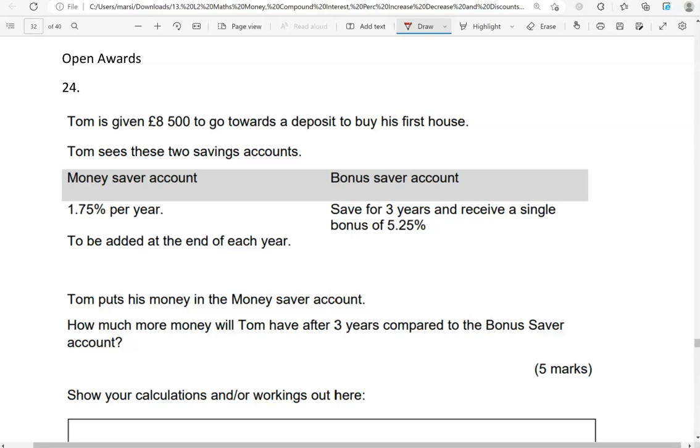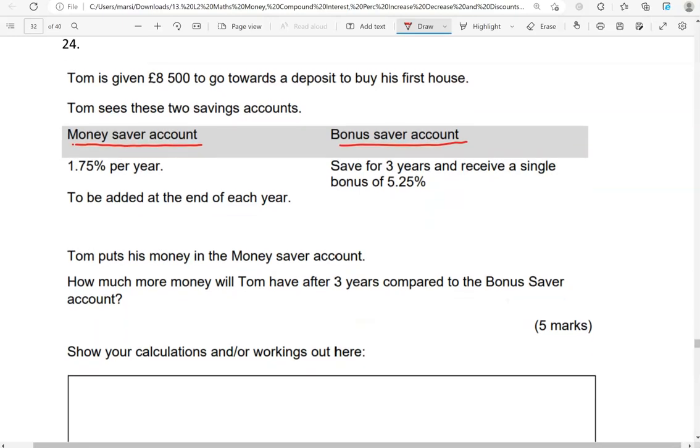Show your calculations and your workings out here. The difference between the two accounts is that for the first one, the money saver account, money is added at the end of each year, so it's compound interest. Whereas for the bonus saver account, that is simple interest. 3 years at 1.75% each, that is going to be 5.25% at the end of year 3. So let's have a look at the difference.